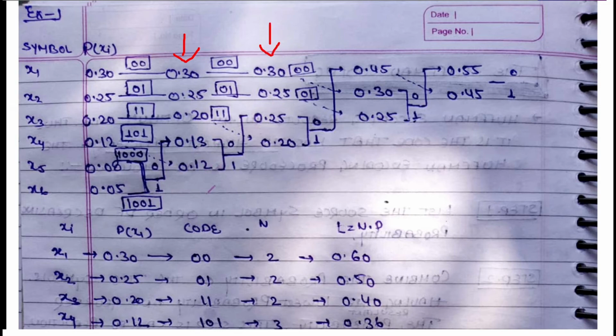The bottom two values I will add, and then again I'm going to rearrange my column into the new column based on this new value. So 0.25 I got here after adding these two. So my new column becomes like this: 0.30, 0.25 already from this addition, and 0.20.